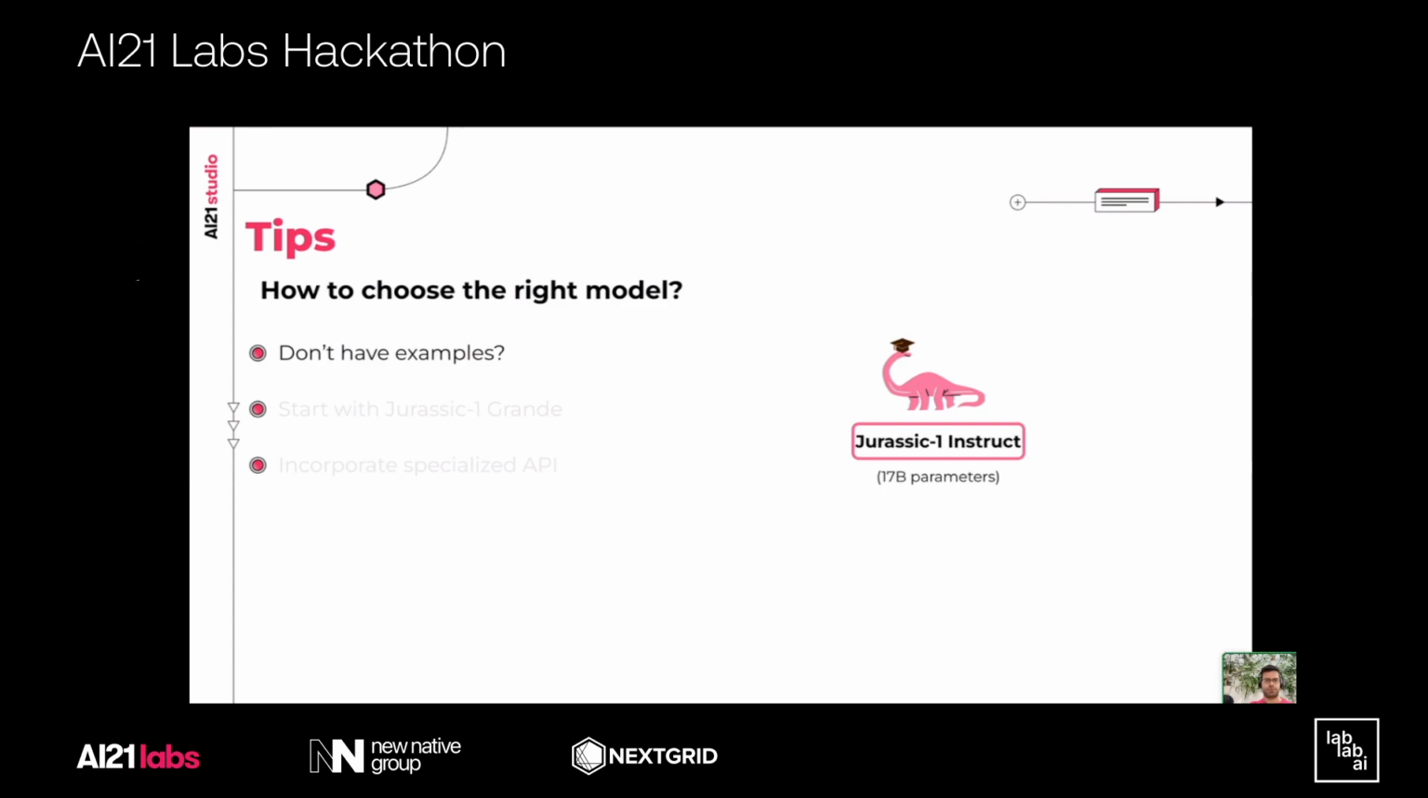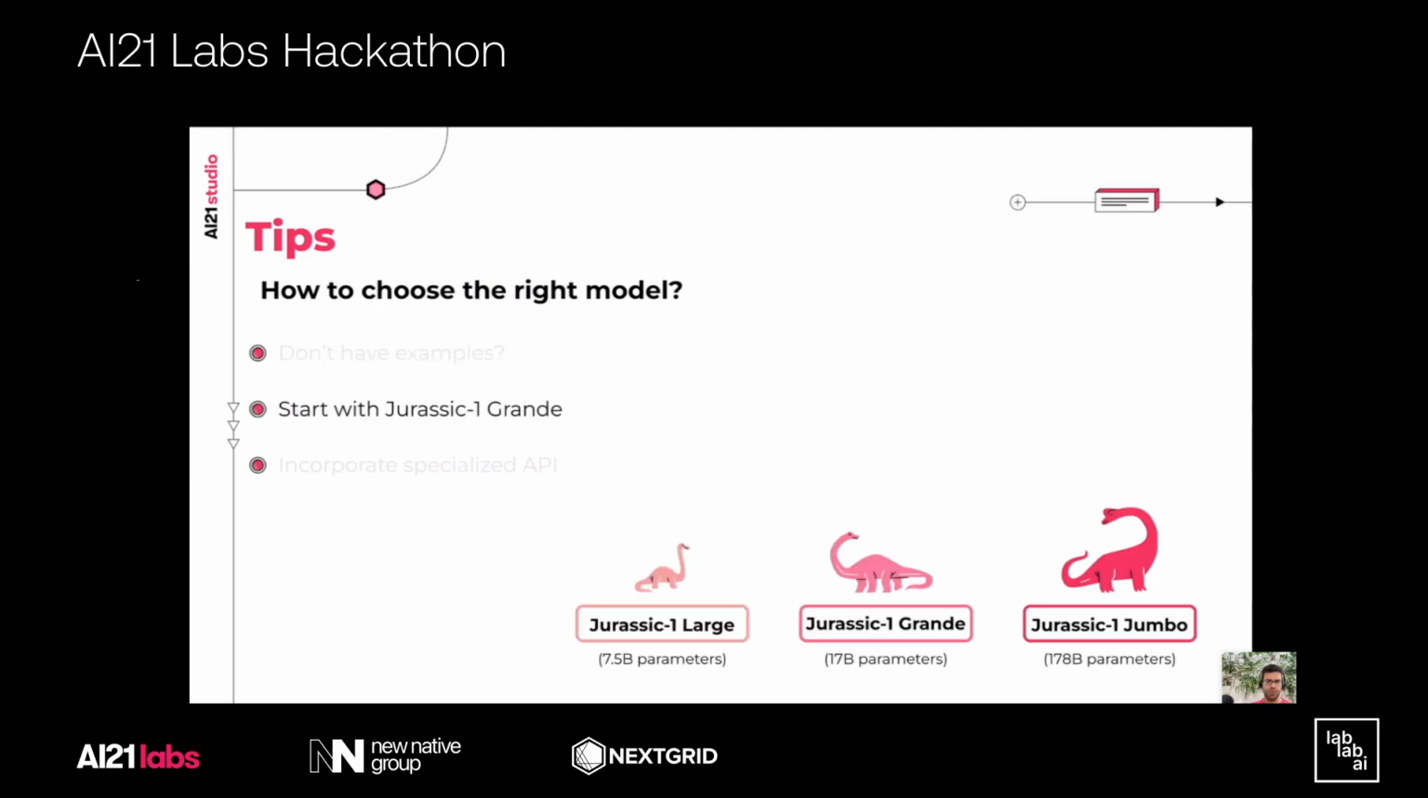If you do have examples and you're asking yourself which model should I use, my recommendation is usually go with Jurassic 1 Grande at the beginning. And it works really, really good. On the trade-off between size and performance, it operates well, and it's much faster than Jumbo. I would start there.